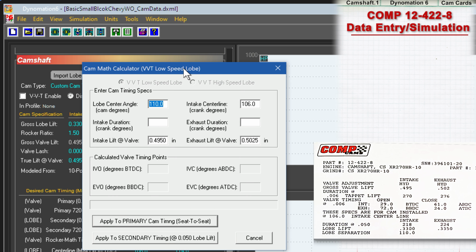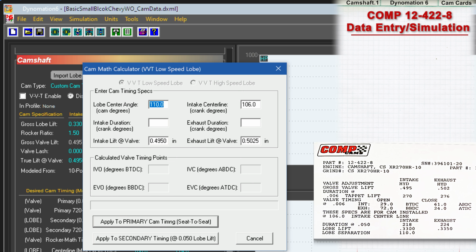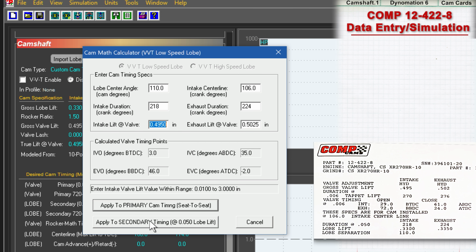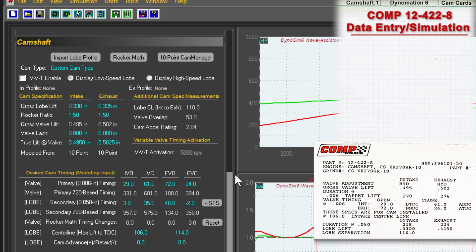Since the center lines have already been determined, all we need to enter is the intake duration of 218 degrees, press Tab, and enter 224 for the exhaust. You'll see that the valve timing of 3, 35, 46, and -2 was calculated. Now we'll press the Apply to Secondary Timing button to transfer this data to the simulation.